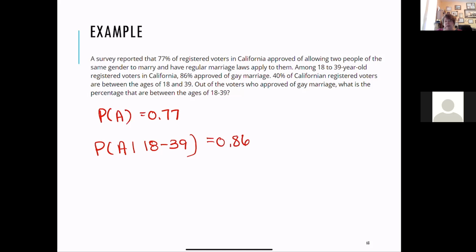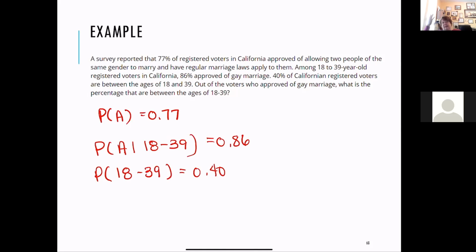All right, 40% of California registered voters are between the ages of 18 and 39. So now they tell you how many of those voters there are. Of the entire population of registered California voters, 40% fit that age category. If I randomly pick one person out of the population of all registered voters, 40% of the time I'll pick somebody who's between 18 and 39. So the probability that someone's between 18 and 39 is 40%.